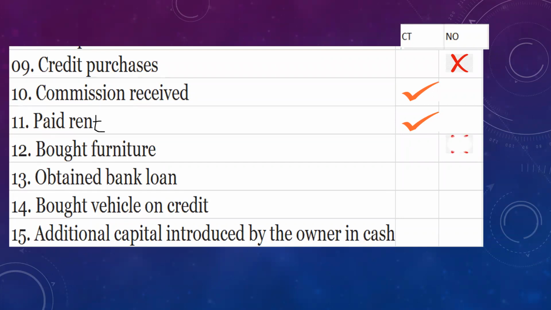Bought furniture, no. Obtained bank loan, yes. Bought vehicle on credit, no way, it's on credit. You didn't pay the money yet. Additional capital introduced by the owner in cash, yes, in cash, right? How many of you got all 3, 6, 7? All 7 correct.